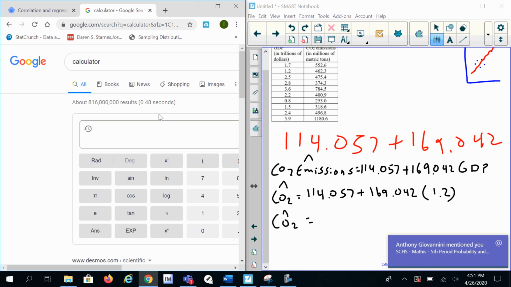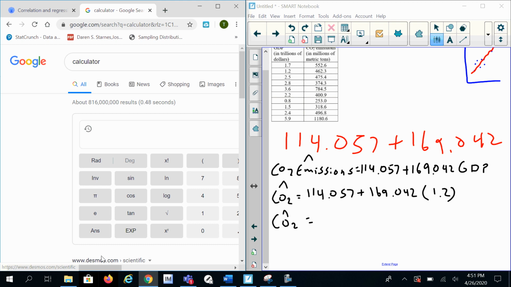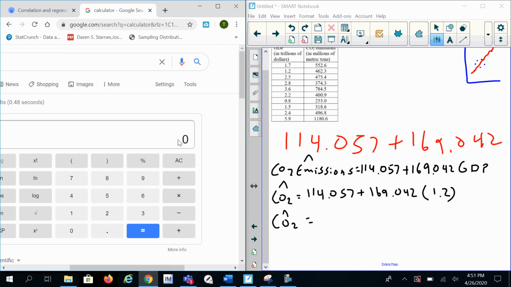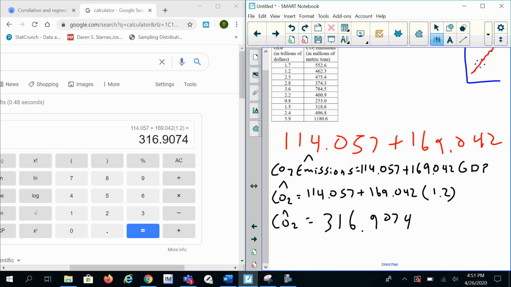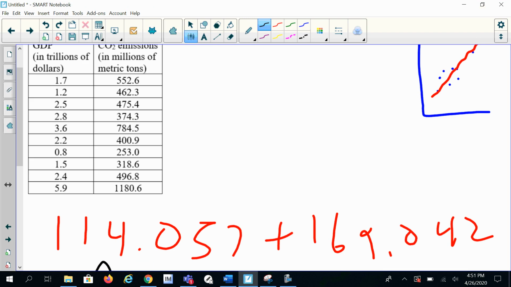All right, so then I would type in 114.057 plus 169.042(1.2), and that gives me 316.9074. So CO2 emissions is going to be 316.9074. And just like always, we have to put the units, so millions of metric tons.